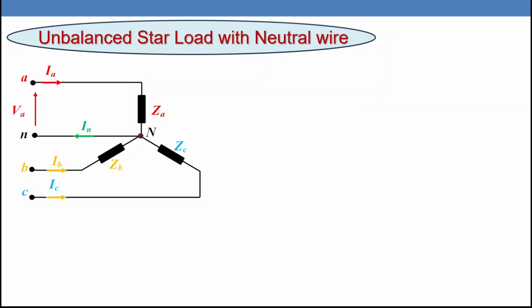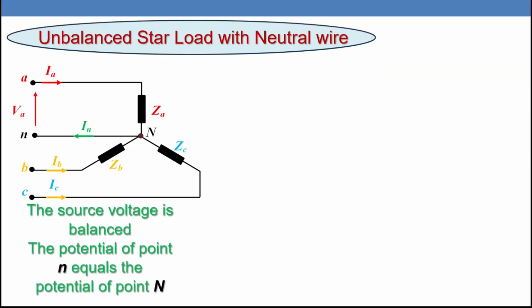And this load is fed from a balanced source where VA equals V angle 0, and phases B and C have the same magnitude and are shifted by 120 degrees, with the neutral point small letter n. So in this case, the source voltage is balanced and the potential of point small n equals the potential of point capital N. So how are we going to solve the circuit in this case?